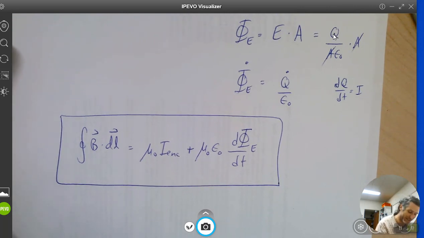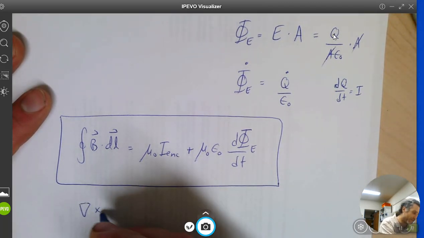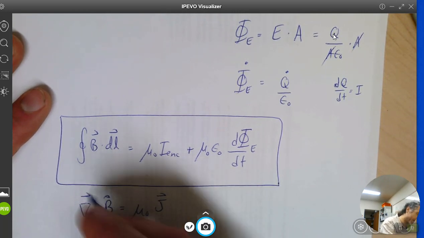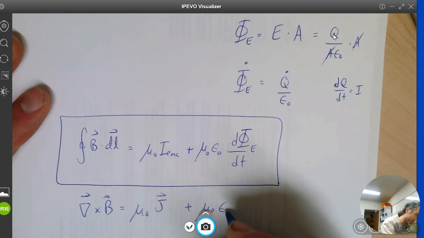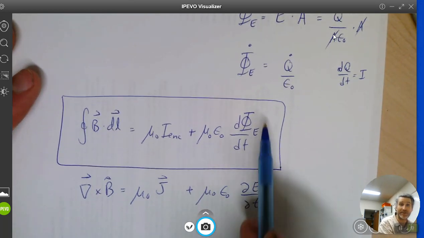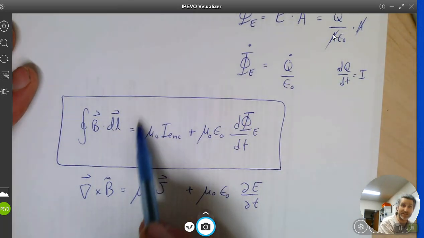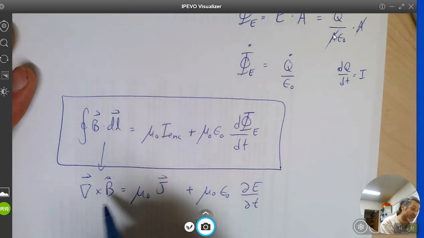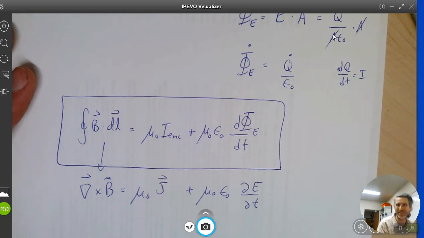Now, we weren't just solving a simple little puzzle here. We were actually fixing the broken part of Maxwell's equations. To show it in the differential format, it looks like this: mu naught times J, plus mu naught epsilon naught times dE by dt. We can get this by realizing that this is just a double integral, and we can change this back to a double integral if we go the other way with Stokes' law. So that's the differential format.